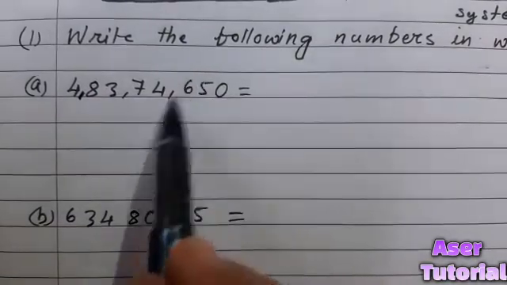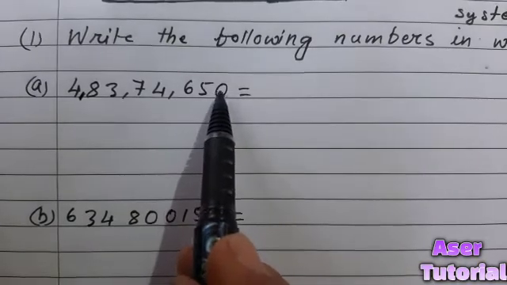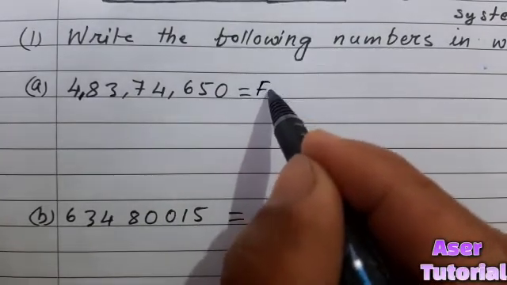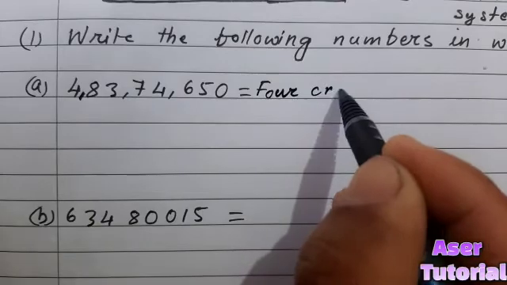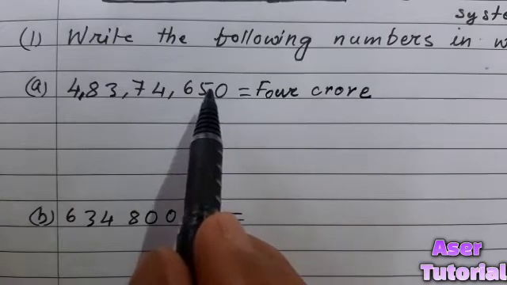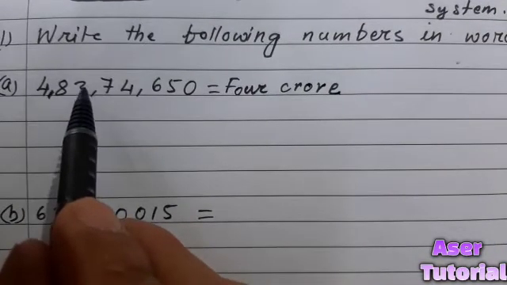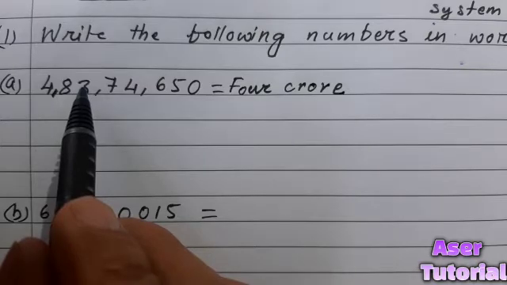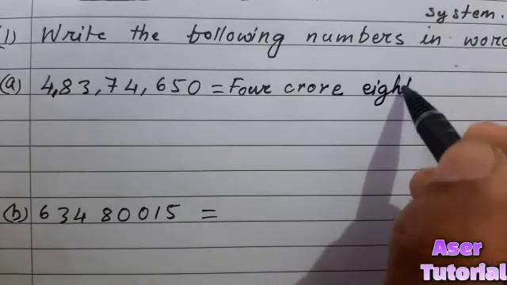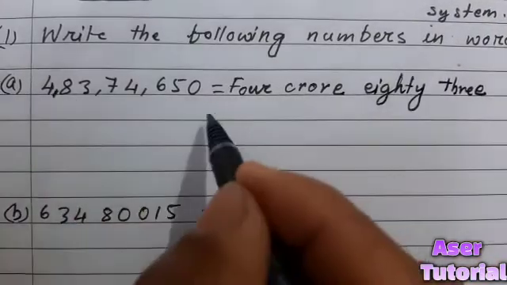So let's start. At first we write the name of the 4. What is the name of the 4? By place value: 1, 10, 100, 1000, 10,000, lakh, 10 lakh, crore. Then 4 crore. Let us count again: 1, 10, 100, 1000, 10,000, lakh, 10 lakh. 10 lakh means 8, and 3 also is in the place of lakh. Okay, so we write 83 lakh.